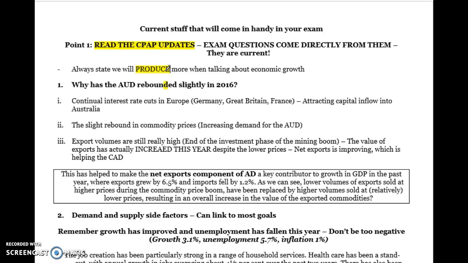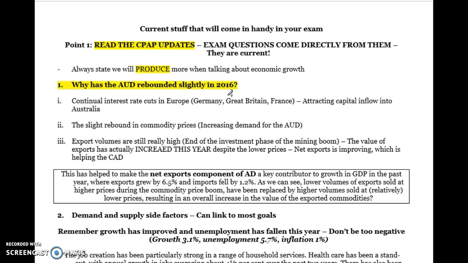Alright, so these are just some really current questions that I basically think will come up, and then I'm going to talk about some supply side questions that people need to just elaborate a little bit more on. The first question is, why has the Australian dollar rebounded a little bit in 2016? So we've talked a lot about why the Australian dollar is low, but it has increased a little bit this year, and it's basically for a couple of main reasons.